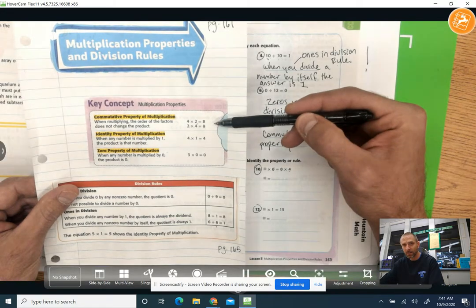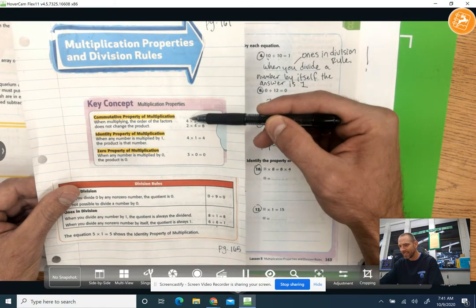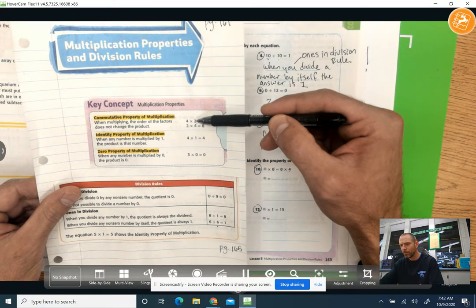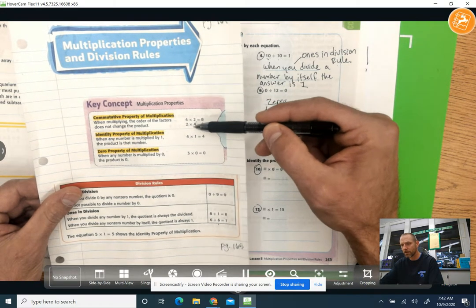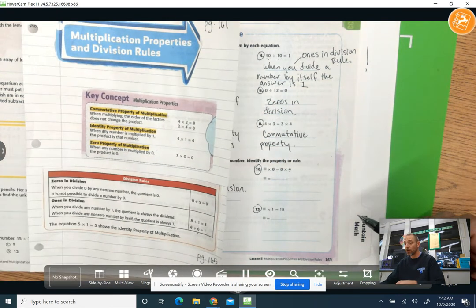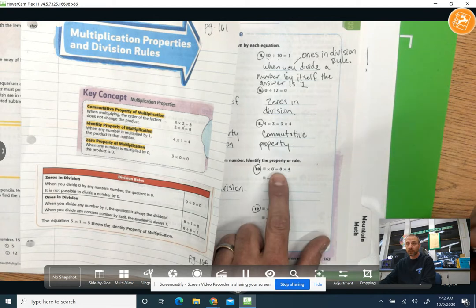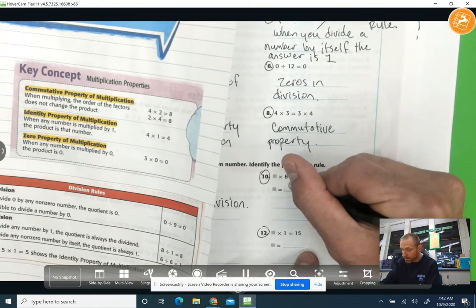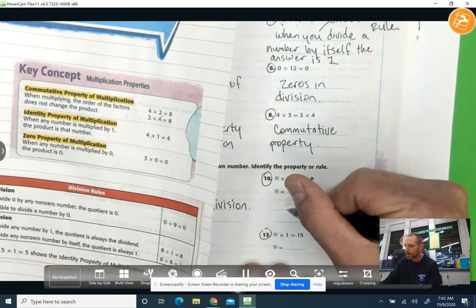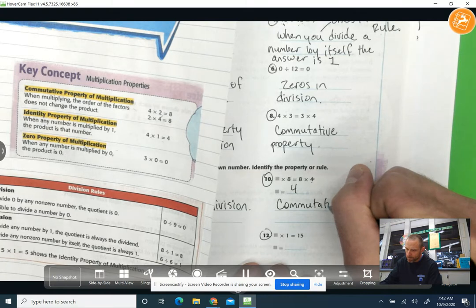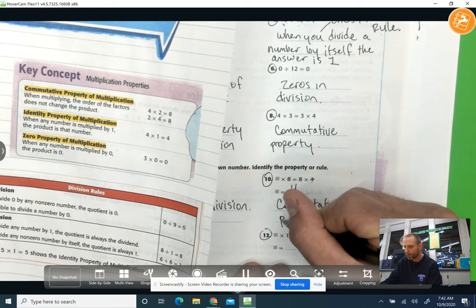So I come back to my commutative property and I can see that commutative property usually gives me two number sentences where the numbers are simply reversed, not changing the answer. So to make sure that both sides of this equal sign are the same, that missing number must be the 4. Commutative property. Okay.